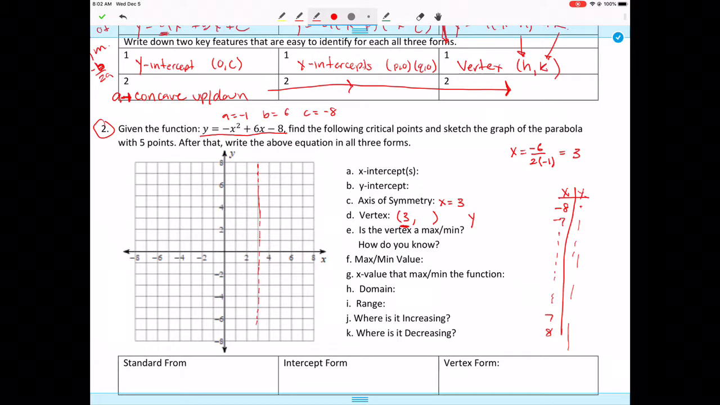So I'm just going to do it right here. y equals negative 3 squared plus 6 times 3 minus 8. Simplify that: negative 9 plus 18 minus 8, and that gives us 1. So our vertex is (3, 1). Okay? So just a reminder, if you have it in standard form, the first thing you're going to do is find our axis of symmetry, and then our vertex. So that's 1, 2, and then 3 will be your growth.